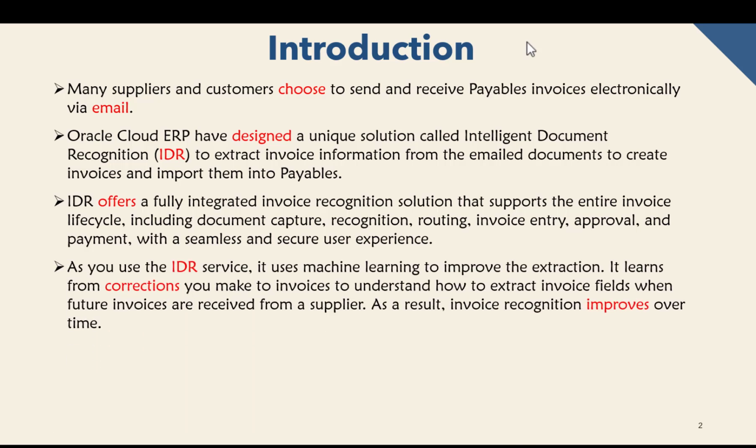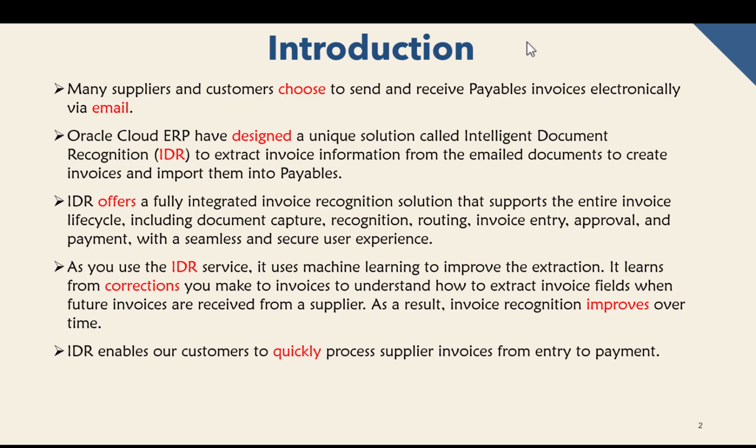As you use the IDR service, it uses machine learning to improve the extraction. It learns from corrections you make to invoices to understand how to extract invoice fields when future invoices are received from a supplier. As a result, invoice recognition improves over time. IDR enables our customers to quickly process supplier invoices from entry to payment. So instead of entering the invoice manually, it just sends the invoice to specific emails in specific formats.